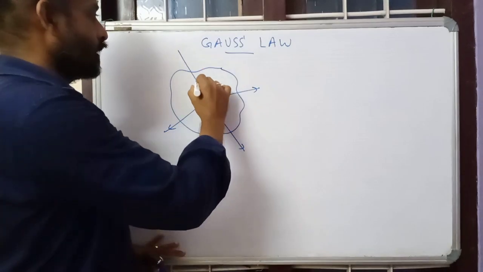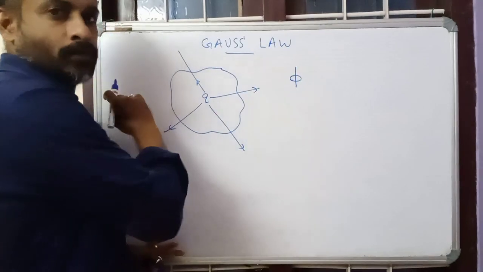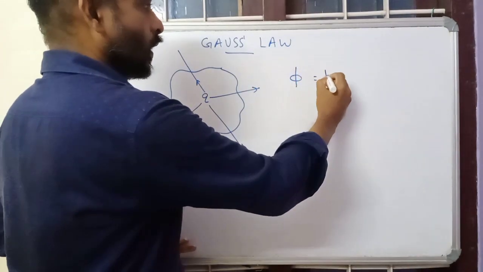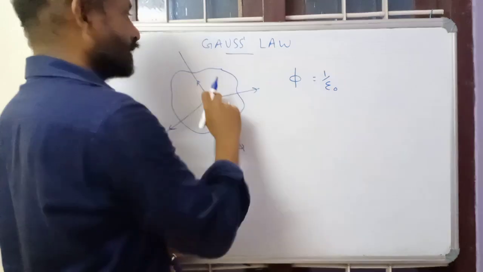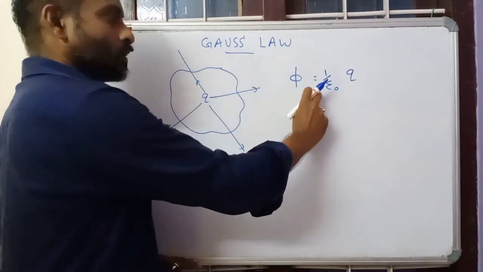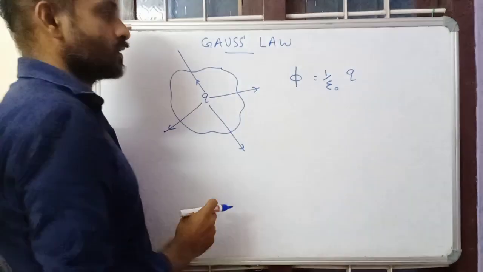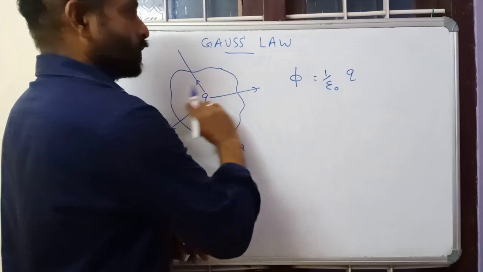So the law states that the total flux, we can give the symbol phi, will be equal to 1 by epsilon 0 times the net charge enclosed by the surface. So phi is equal to 1 by epsilon 0 times the net charge. Q is the net charge enclosed by the closed surface. Now we can express the flux.